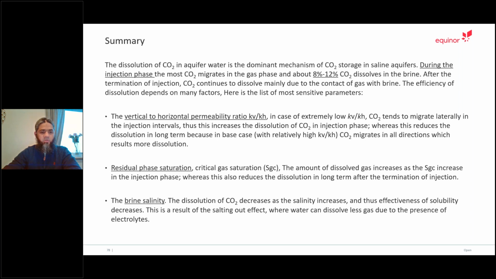One thing which I forgot to mention: convection driven dissolution is not included in these simulations. It's only diffusion. Convection has not been included in this study. So with this, I will just close. I hope I finished in good time.